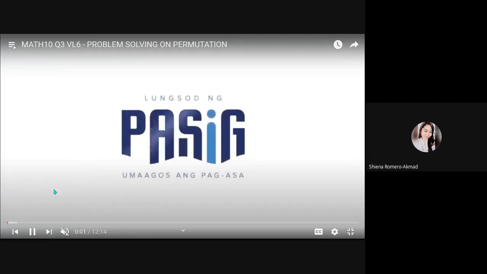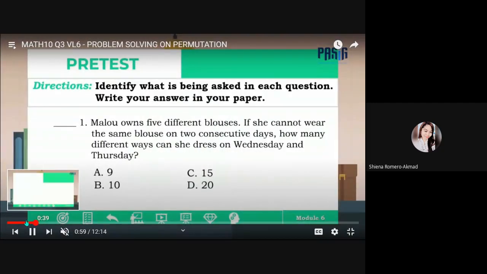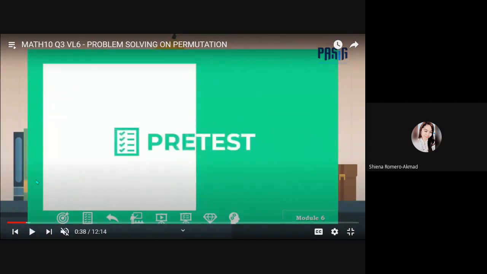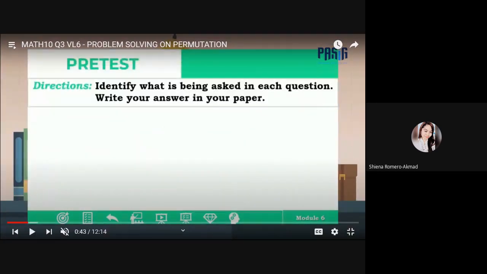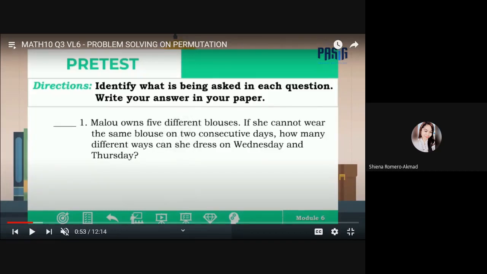So we'll proceed now to module number 6, and mabilis lang ito. Let us proceed to the pretest. Of course, your goal here is for you to solve problems involving permutation. So iba-iba na ito. Pwedeng permutation n taken r at a time, or pwedeng circular, pwedeng linear, or pwede din distinguishable permutation.